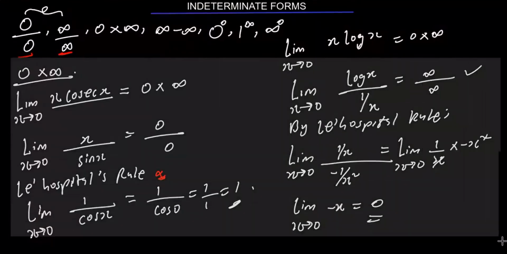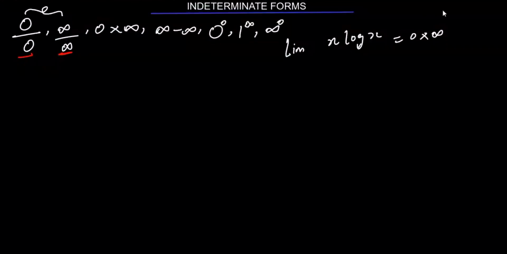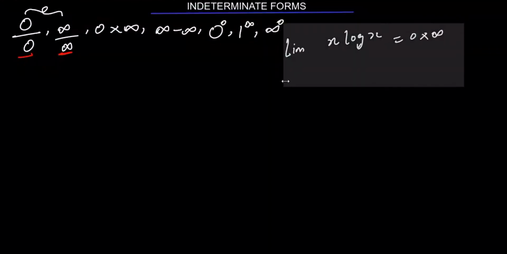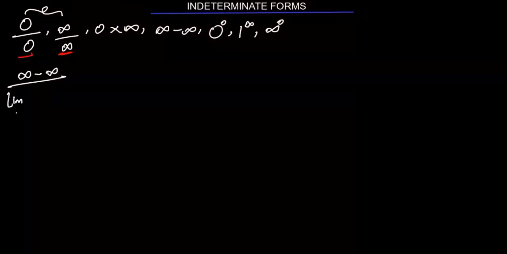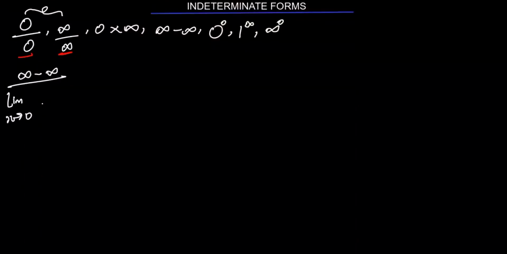Okay, let's see other types of indeterminate form. What are other types of indeterminate form? Okay, that's it for that part. Let's see, what if you have this indeterminate form, infinity minus infinity? Let's solve on this. Observe this question. If I have the limit as x tends to 0 of 1 over sine x minus 1 over x, how do we solve this indeterminate form?